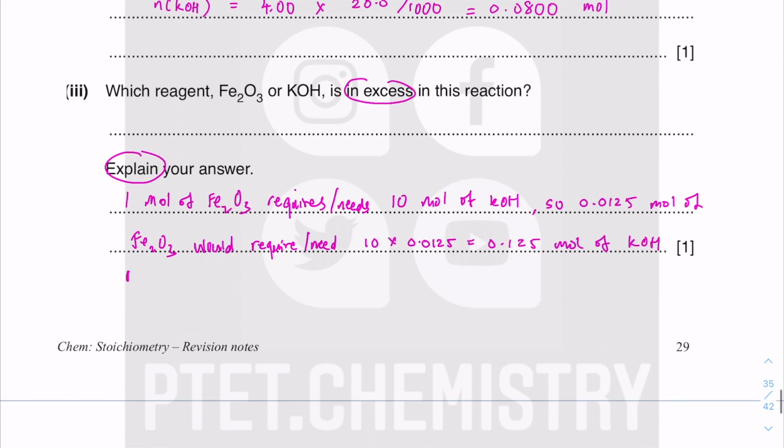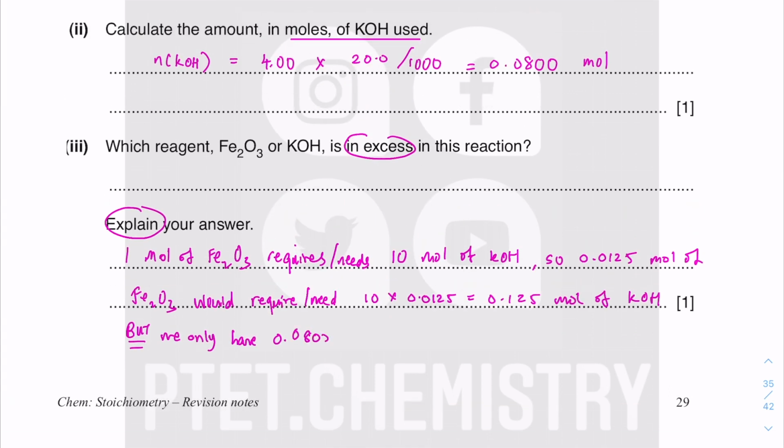Therefore, but we only have 0.0800 mole of KOH, lesser than what is needed. So you know that if you have this much Fe2O3, then you will need this much mole of KOH, but 0.08 is lesser than that.